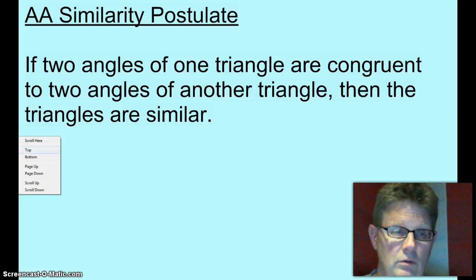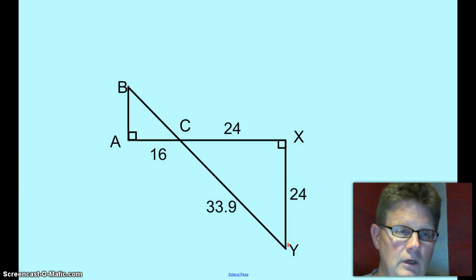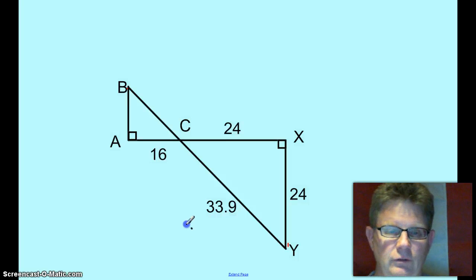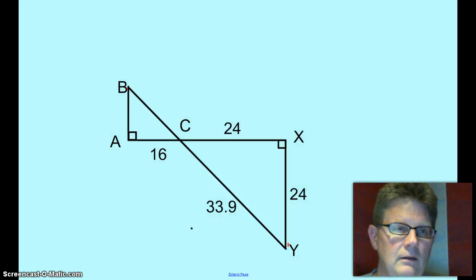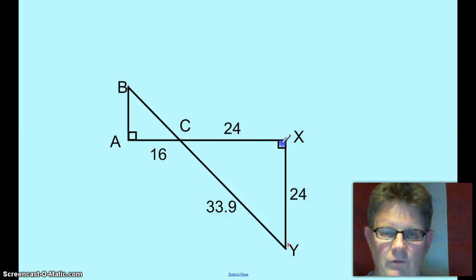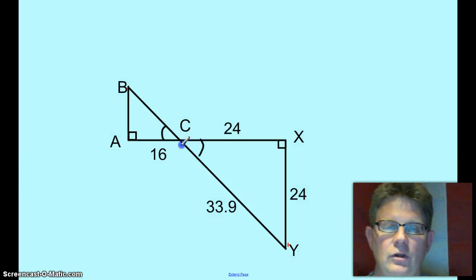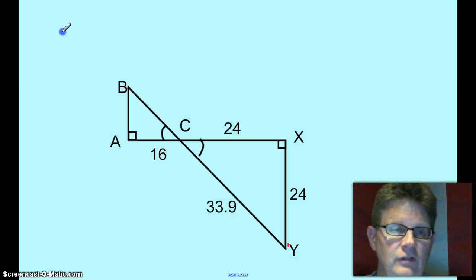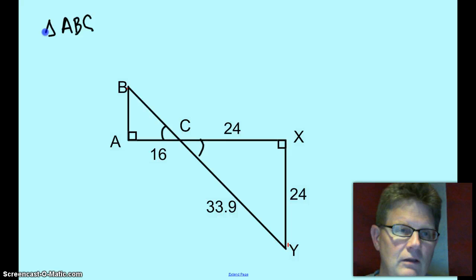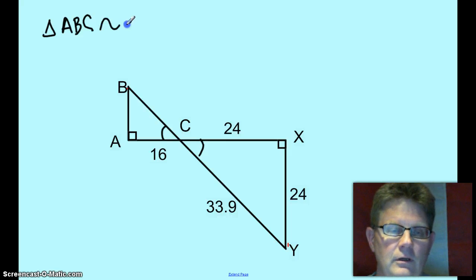Here we've got two triangles, and I definitely see one pair of angles that are congruent, those right angles, but wait, there's more. This vertical angle is congruent to that vertical angle, so these two triangles are similar using the angle-angle similarity postulate. So we are going to make first a similarity statement. We're going to put the first letters of the first triangle in alphabetical order: triangle ABC is similar to triangle.